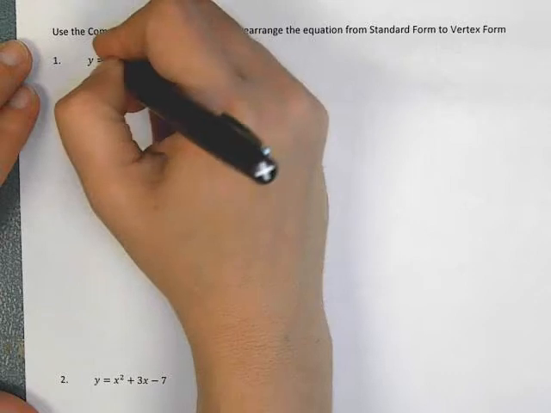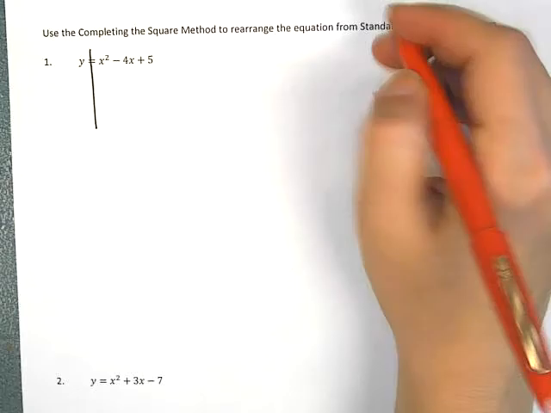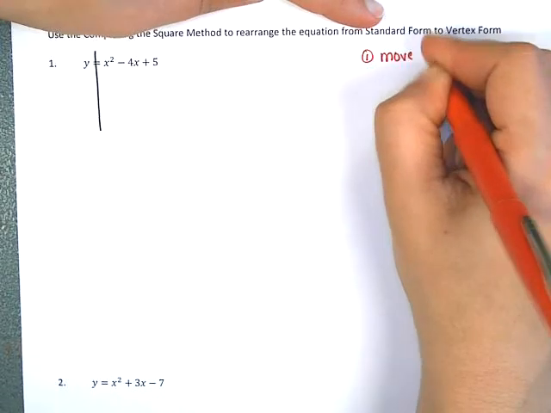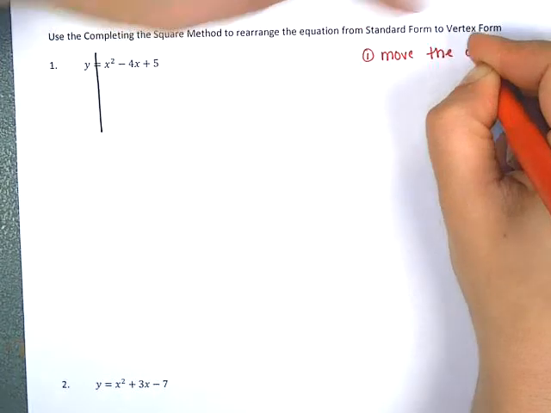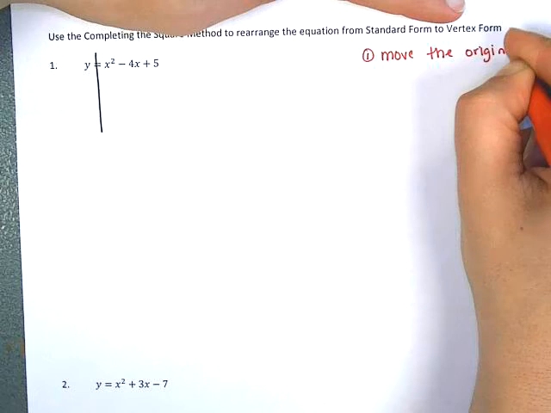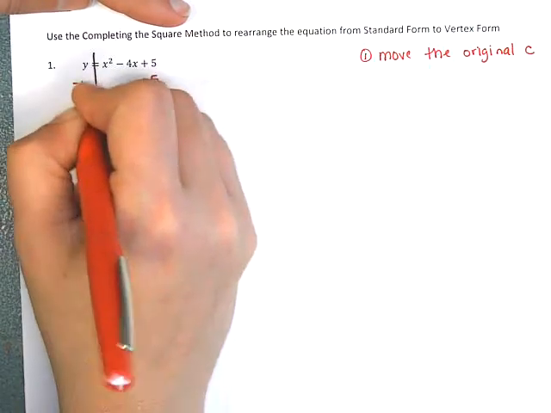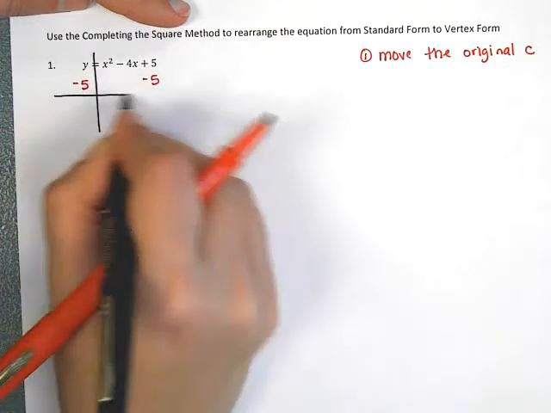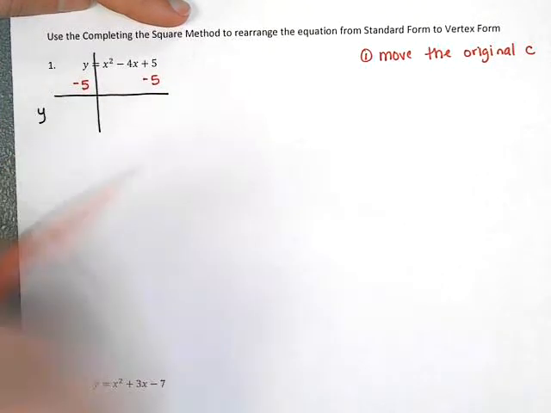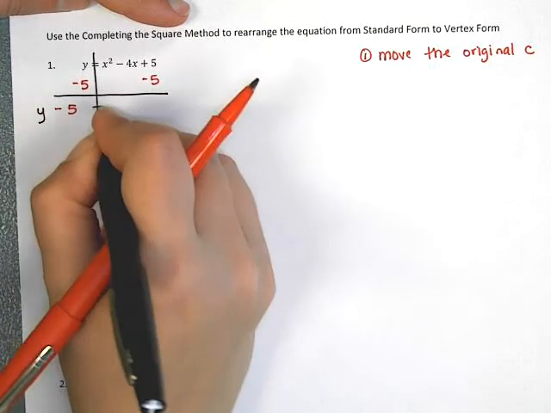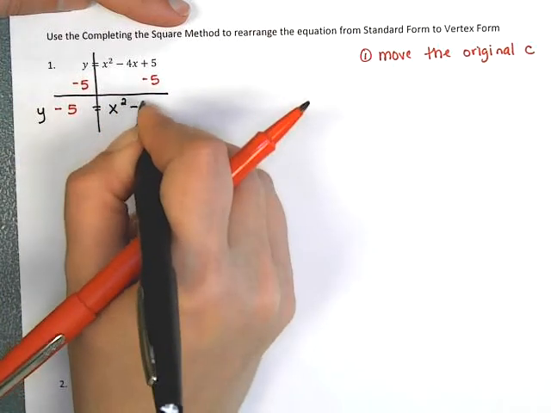The first step is to get the c to the other side. So first, we're going to move the original c. So I'm just going to subtract 5 on both sides. Now my new equation is going to say y and then minus 5 equals x squared minus 4x.